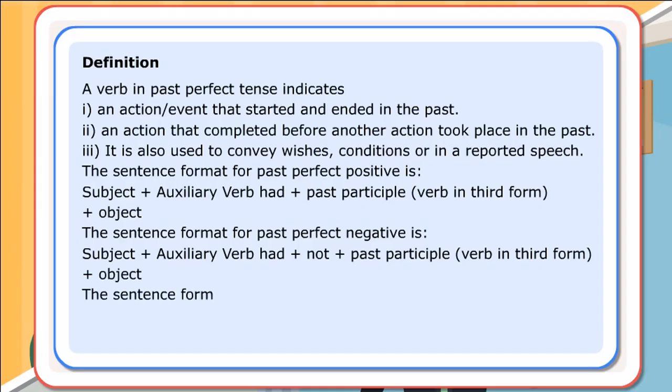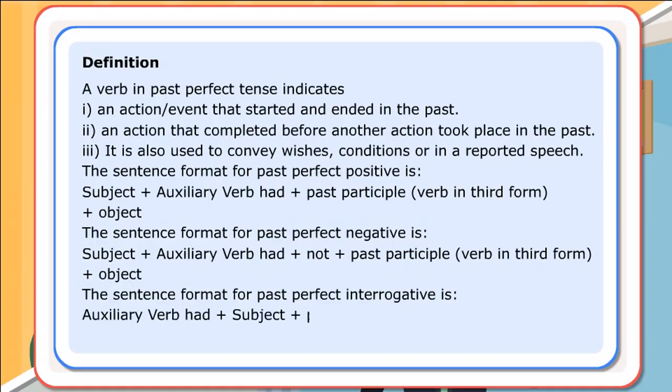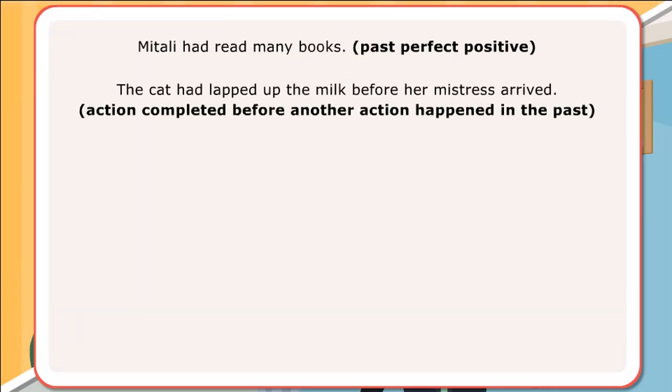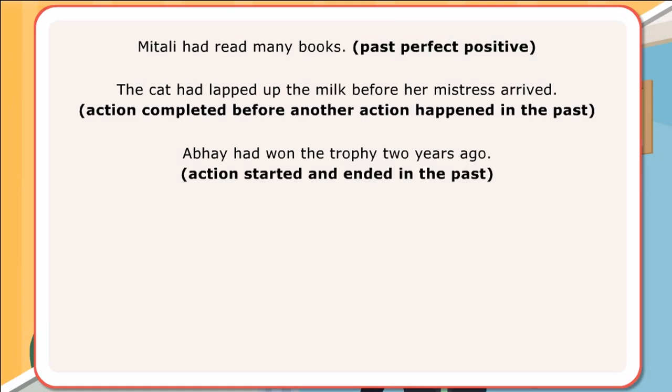The sentence format for past perfect interrogative is auxiliary verb had plus subject plus past participle verb in third form plus object. Let us look at these sentences in past perfect tense. Mithali had read many books. The cat had lapped up the milk before her mistress arrived. Abhay had won the trophy 2 years ago.